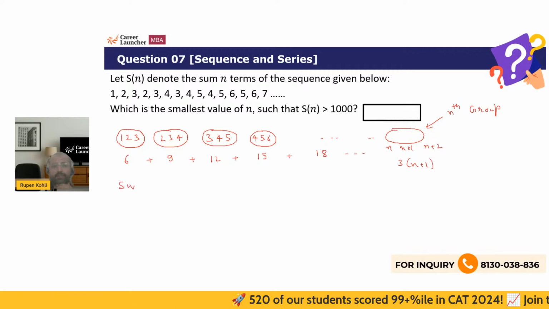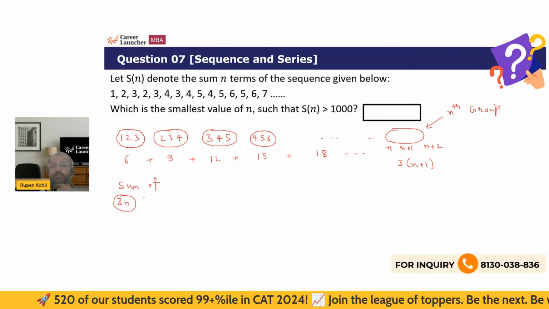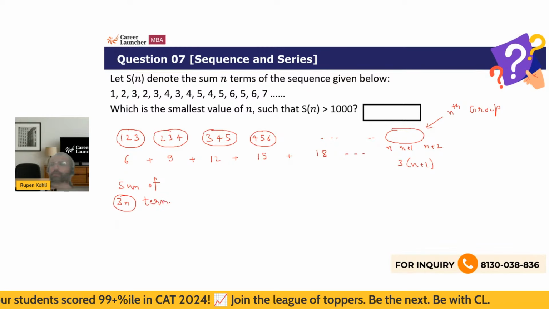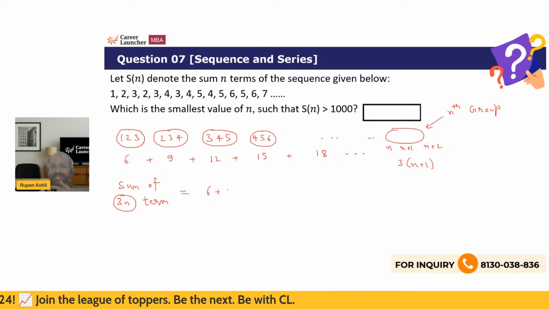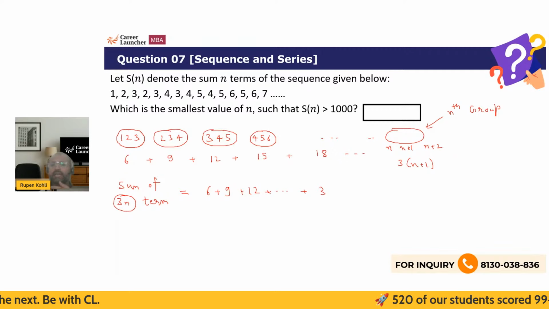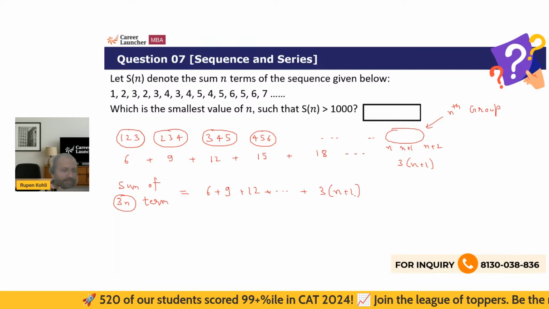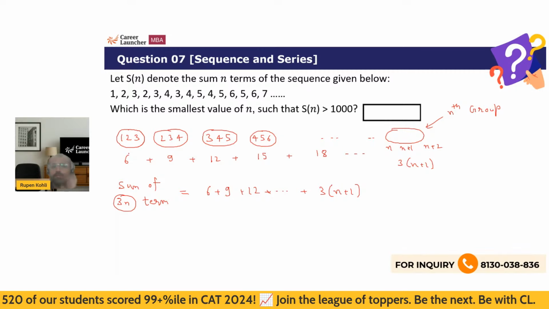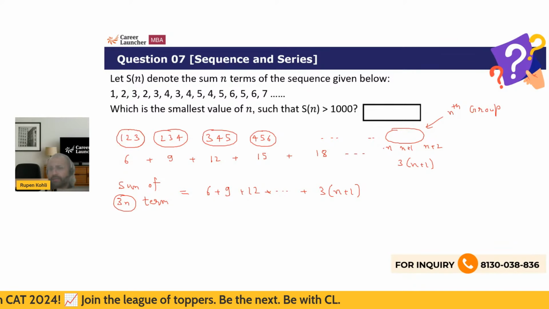So the sum of 3n terms, because we have taken the nth group, so we have taken 3n terms, will be 6 plus 9 plus 12 up to 3 into n plus 1. Think about this very carefully. Am I making sense? First group 1 to 3 starts with 1. Second group starts with 2. Nth group will start with n, n plus 1, n plus 2. Sum will be 3 into n plus 1.